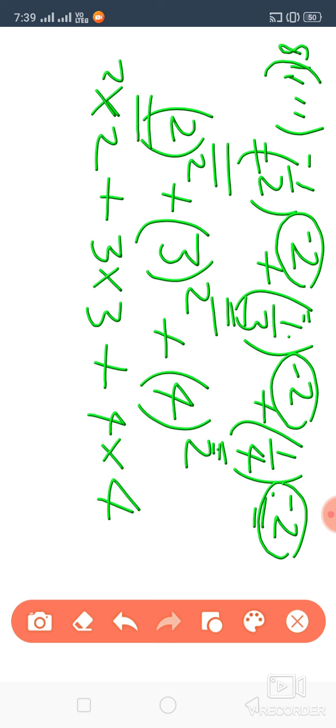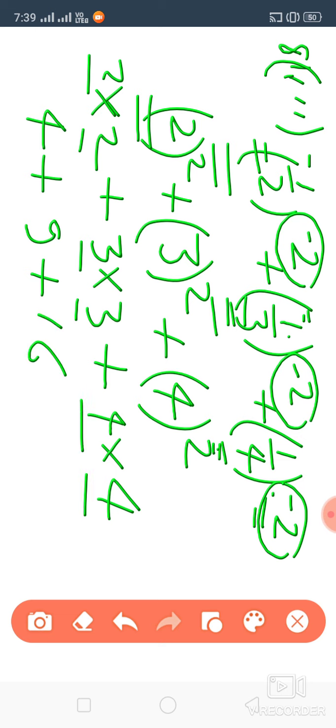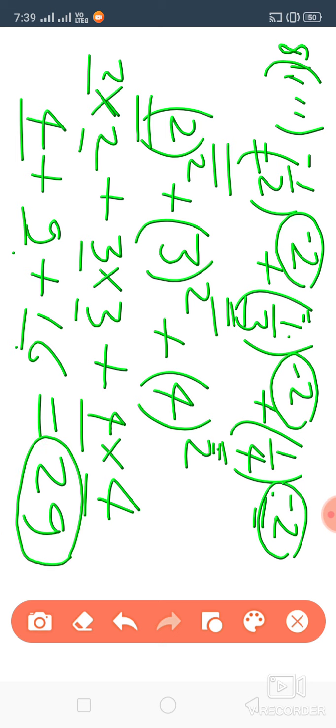So overall how much will we get? 2 into 2 is 4, plus 3 into 3 is 9, plus 4 into 4, how much will we get? 16. Now overall how much will we get? 4 plus 9 is 13. 13 plus 16, overall we will get 29. Okay, so I hope it is clear to you, and further we'll solve other questions.